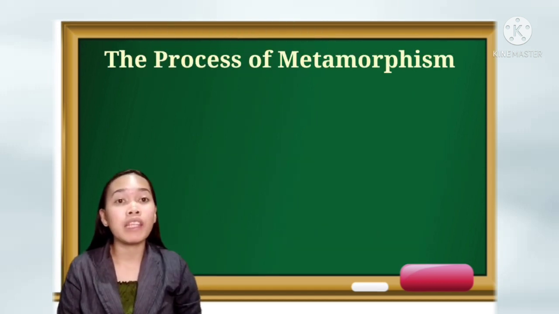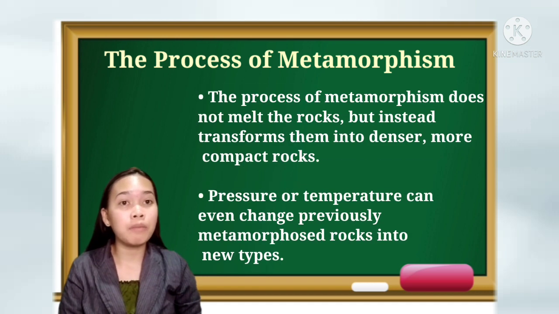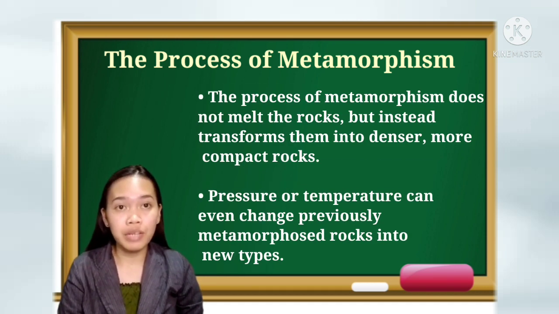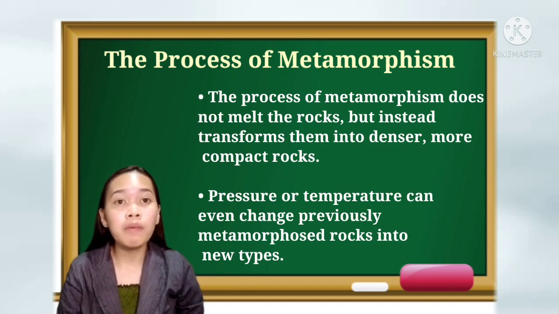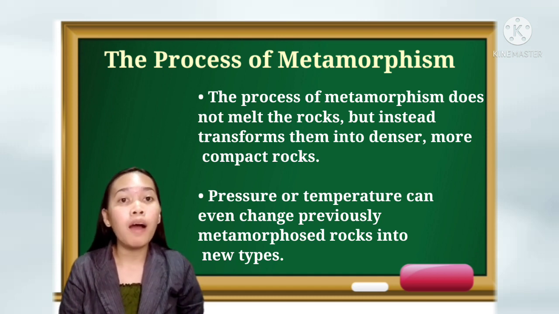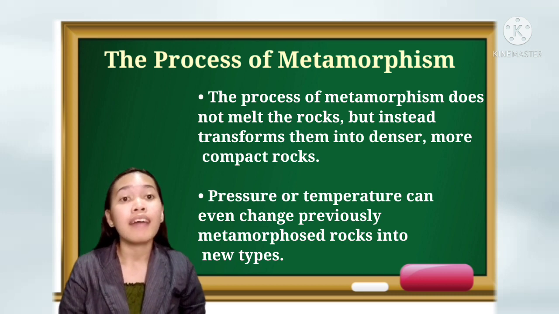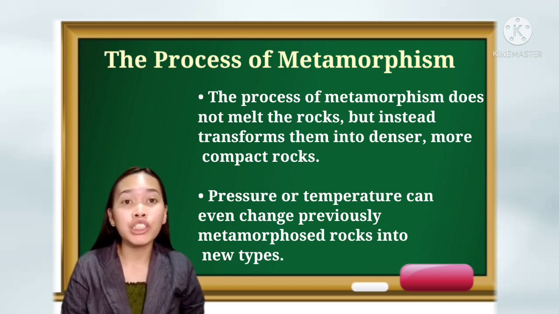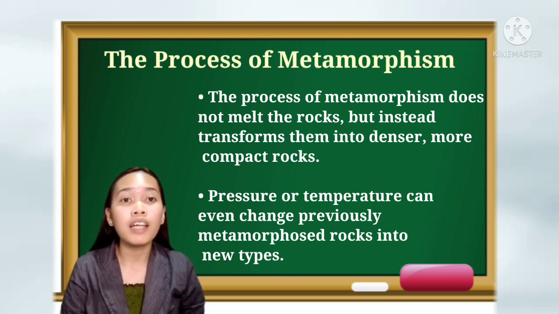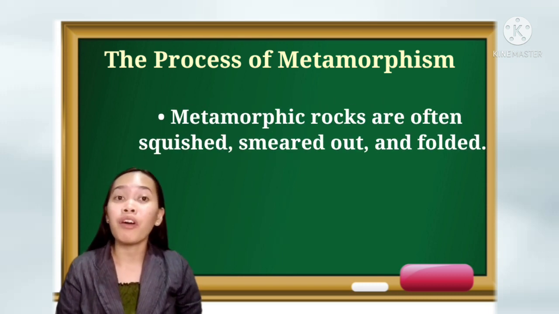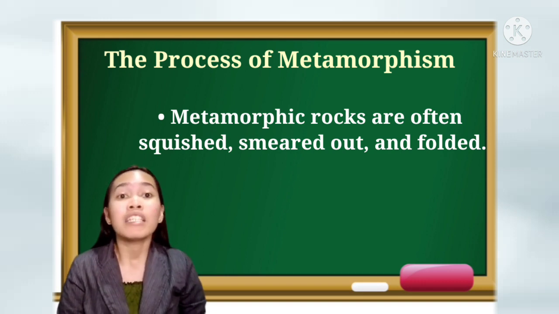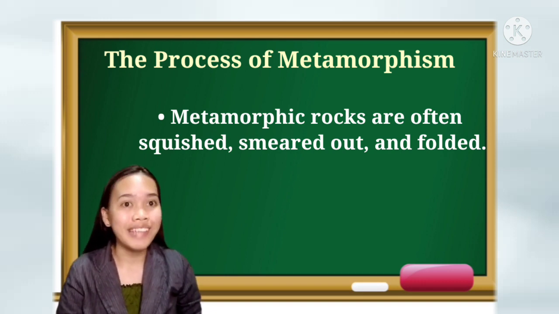The process of metamorphism does not melt the rocks, but instead transforms them into denser, more compact rocks. New minerals are created either by a rearrangement of mineral components or by reactions with fluids that enter the rocks. Pressure or temperature can even change previously metamorphosed rocks into new types. Metamorphic rocks are often squished, smeared out, and folded.